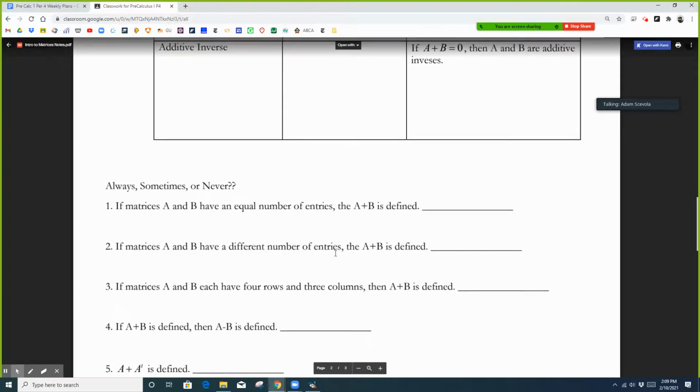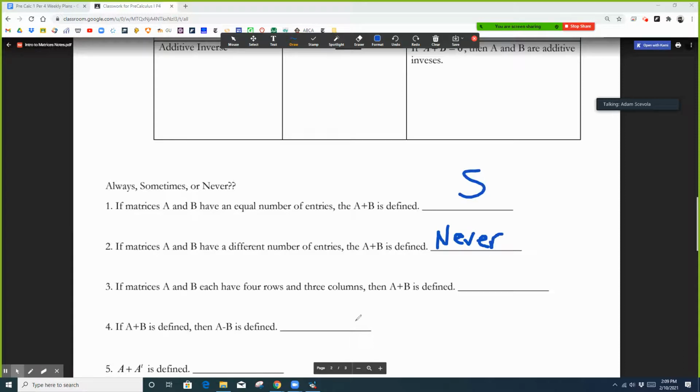And then matrices A and B have different number of entries. Well, then that's definitely not true. So that's never true, because if they have different entries, that means they're different dimensions, and you can only add matrices with the same dimensions. So that's never true. Right? This was sometimes. And then if matrices A and B each have 4 rows and 3 columns, A plus B is defined, all right, that's going to be always true because that means they both have the same dimensions. They're both 4 by 3 matrices. All right.